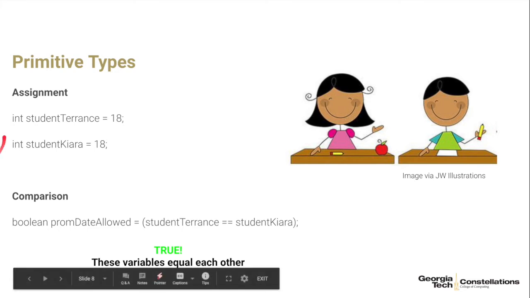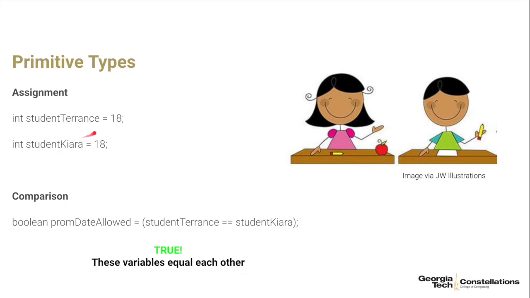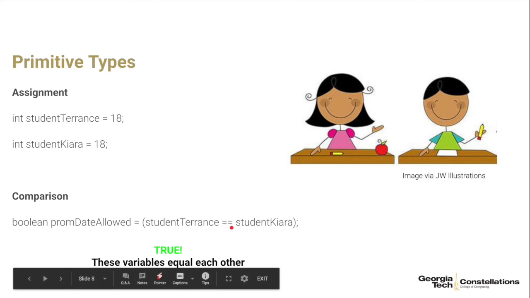So in this example, we have primitive types, and we have two integers, studentTerrence and studentKiera. The 18 represents how old they are, so they've been assigned the value 18. And so when we want to assign the values to these variables, we just use one equal sign. However, when it's time to compare if these two variables equal each other, we want to use two equal signs, indicated here. And since these two do equal each other, then the value true would be assigned to this promDateAllowed Boolean variable.